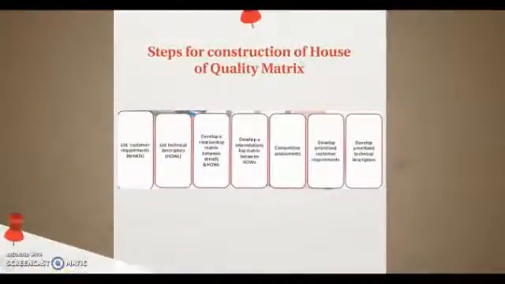We have these steps demonstrated in a diagram with a list of consumer whats, a list of technical descriptors hows, develop a relationship matrix between whats and hows, then develop an interrelationship matrix between hows, then we'll do the competitive assessments between the competitive brands, and then develop prioritized customer requirements, and lastly develop prioritized technical descriptors.